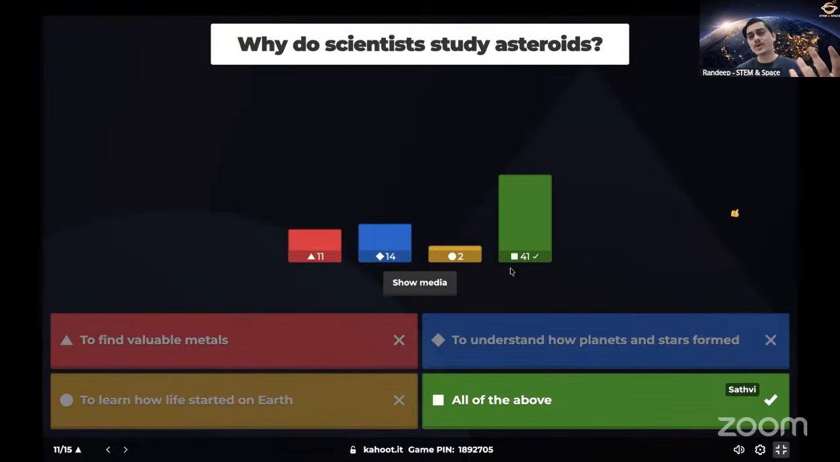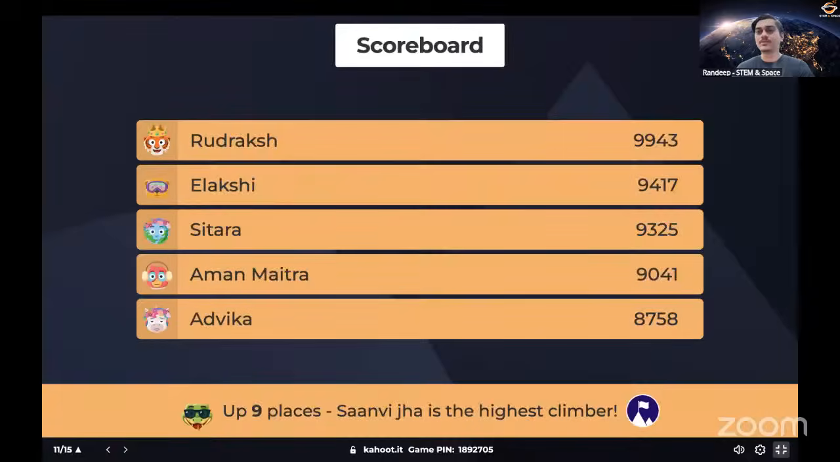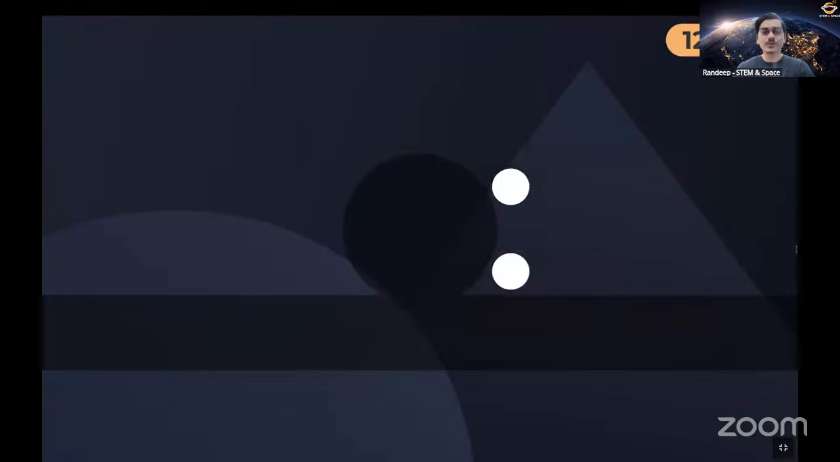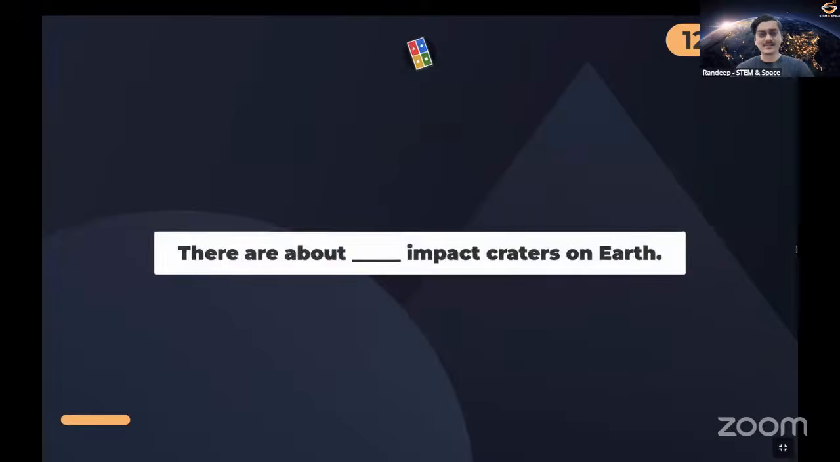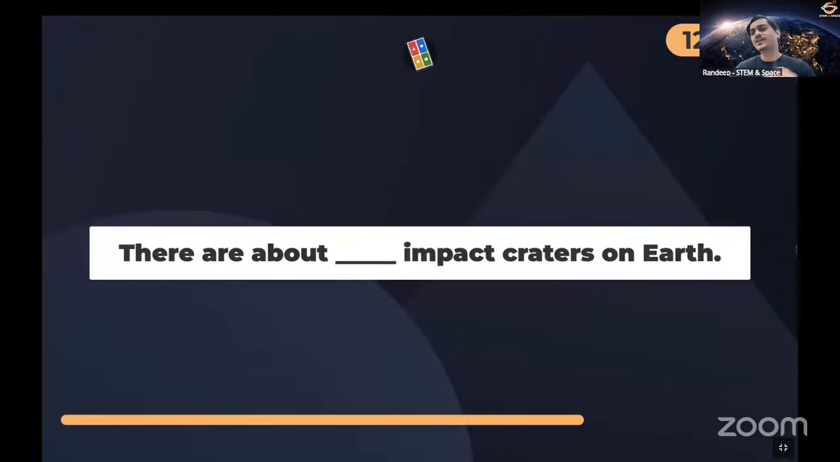And there are different kinds of programs which you keep doing on asteroids itself. So it's good to see that again, the majority of you have been answering correctly. Let's move to the next one. Once again, for double points, kids. There are about dash impact craters on Earth.